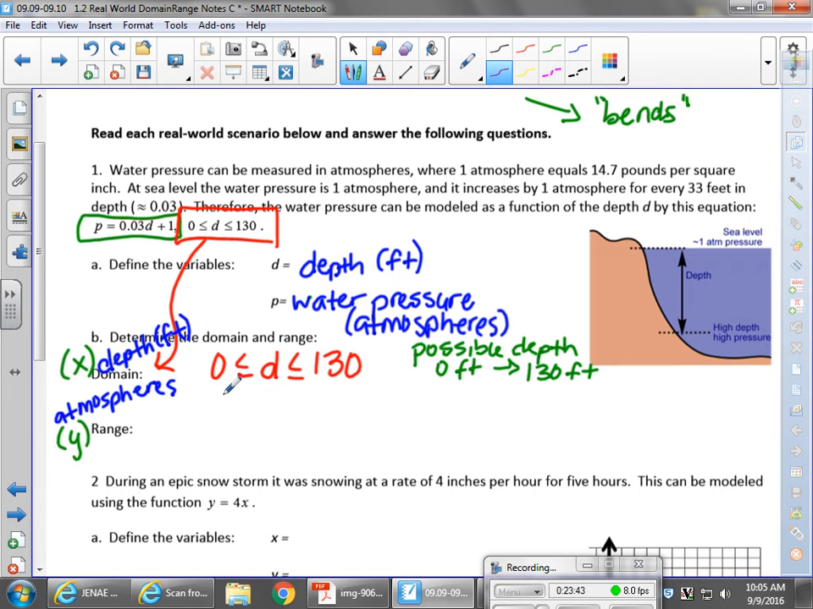You plug in x, you get out y. So let's say let d equal 0, or we can say p of 0. That would be using function notation. So let's do that. We're going to plug in our smallest x value to find the smallest possible y value. So that is going to look like p of 0 equals what?